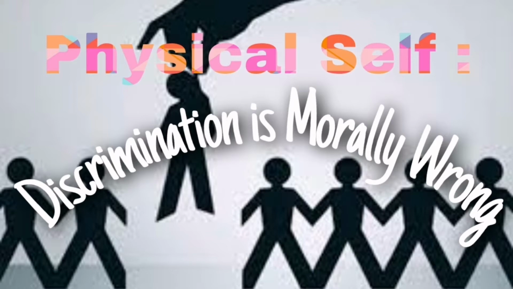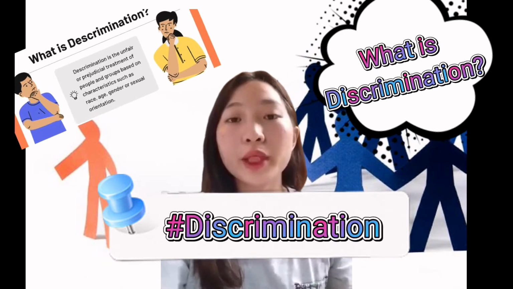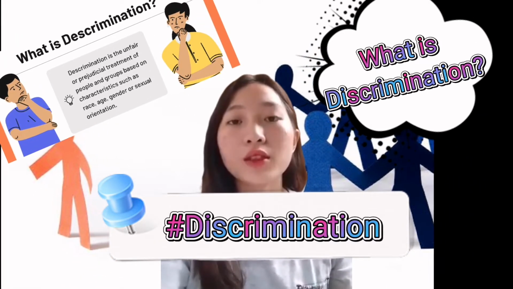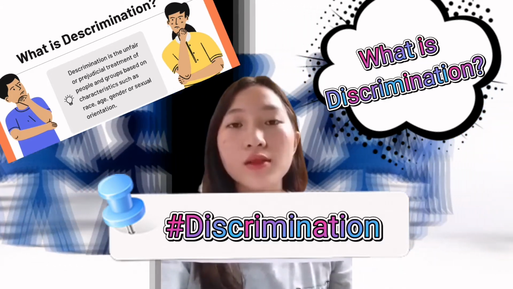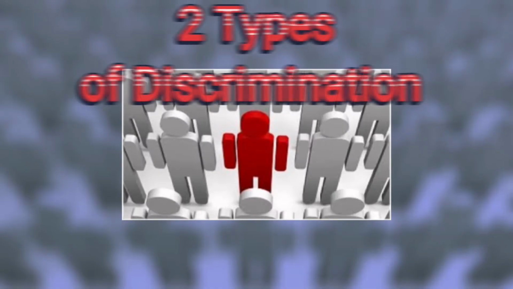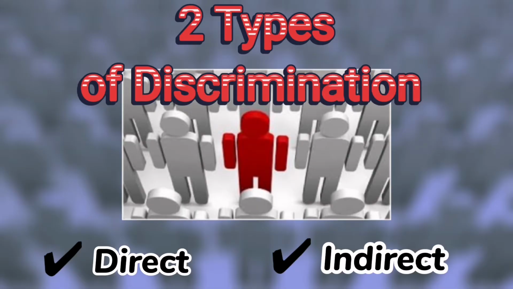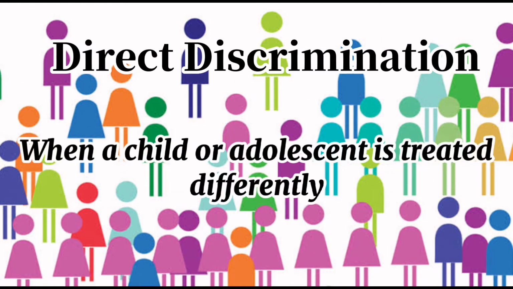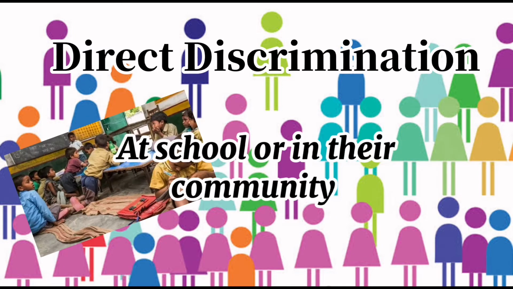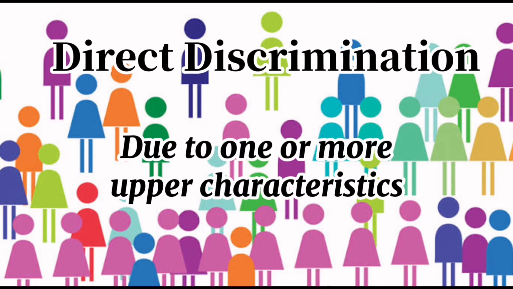Physical self-discrimination is morally wrong. Discrimination is the unfair or prejudicial treatment of people and groups based on characteristics such as race, age, gender, or sexual orientation. There are two types of discrimination: direct and indirect. Direct discrimination is when a child or adolescent is treated differently at school or in their community due to one or more of the aforementioned characteristics.